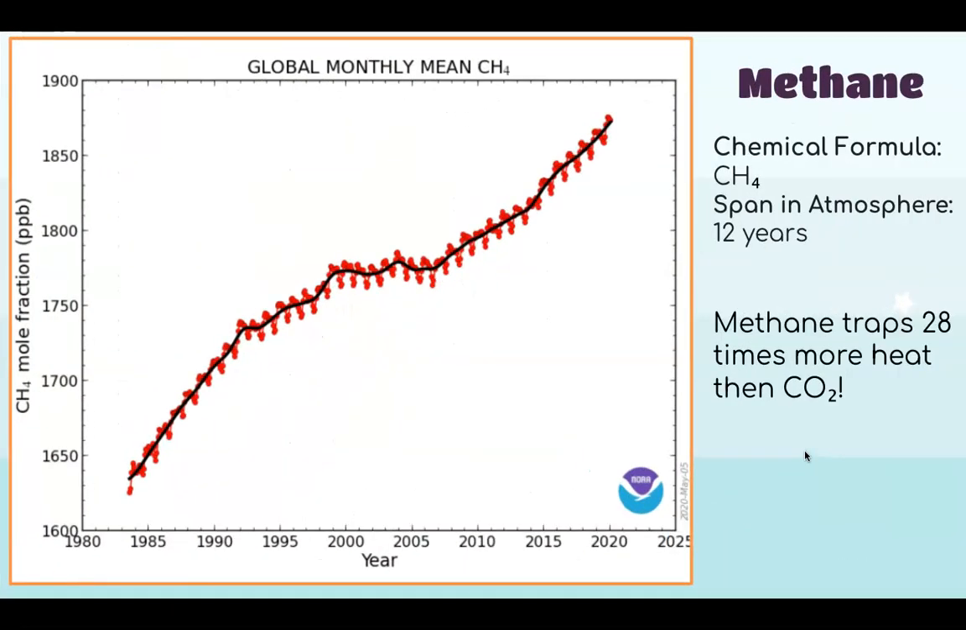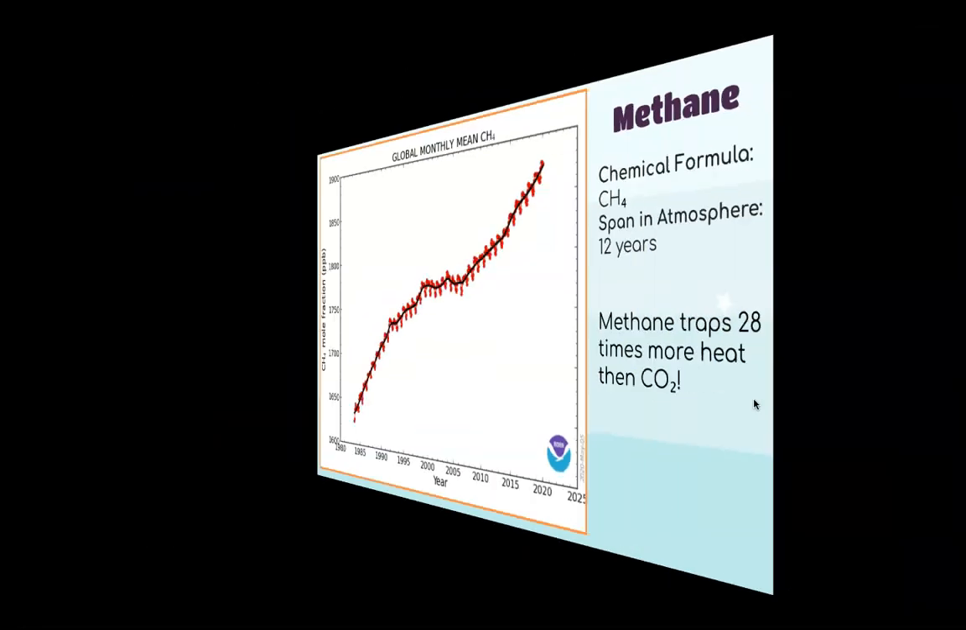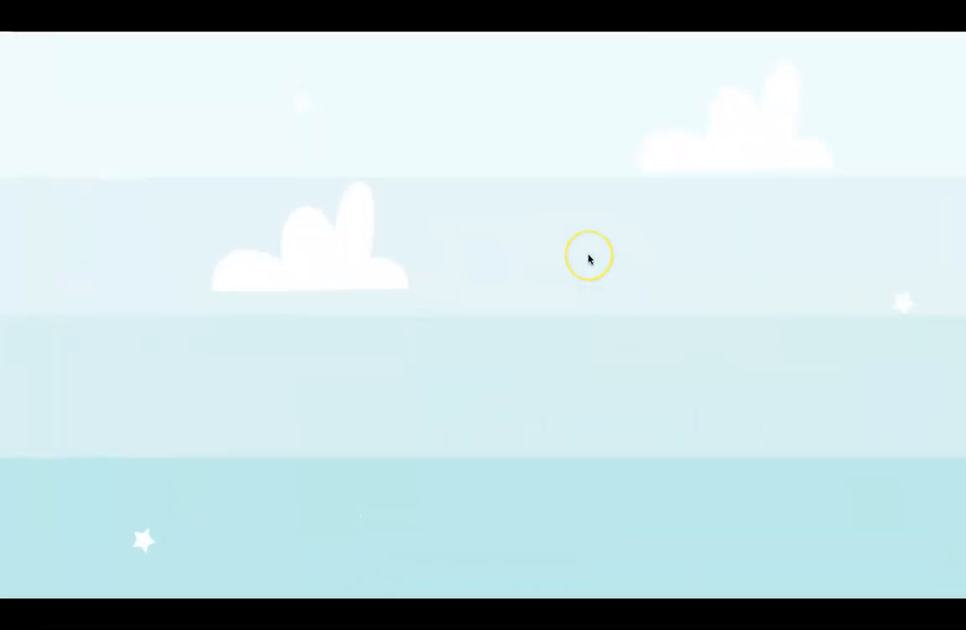And methane, another greenhouse gas, is again at an all-time high. Methane spends an average of 12 years in the atmosphere, and methane traps 28 times more heat than carbon dioxide. So all greenhouse gases are at an all-time high.